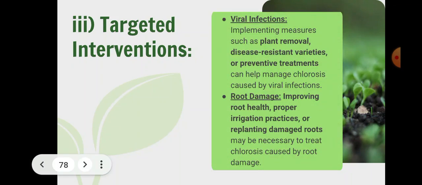In case of viral infections, implementing measures such as plant removal, disease-resistant varieties, or preventive treatments can help manage chlorosis very well. In case of root damage, improving root health, proper irrigation practices, or replanting damaged roots can be necessary in the treatment.